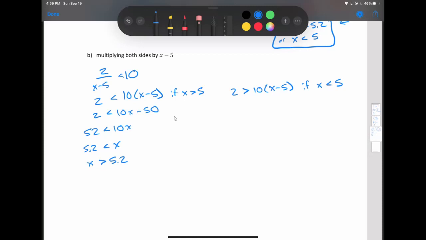Now for the next one, 2 is less than 10x minus 50. 52 is less than, sorry, is greater than 10x. Did I reverse the sign on this one? Nope, I think we're good. 5.2 is greater than x. And unfortunately, this yields the exact same. Oh, no, it doesn't.